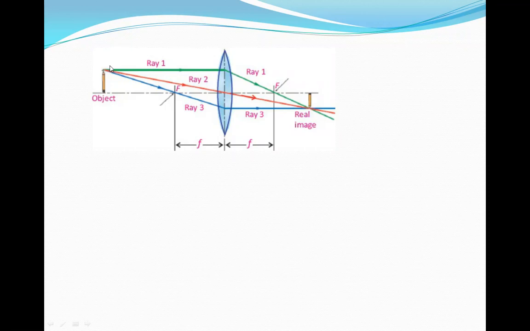The third ray from the top of the object passes through the principal focus, and then after the lens, it will move parallel to the principal axis line and intersect the first two lines. Now, where these three rays intersect, the image will be formed.